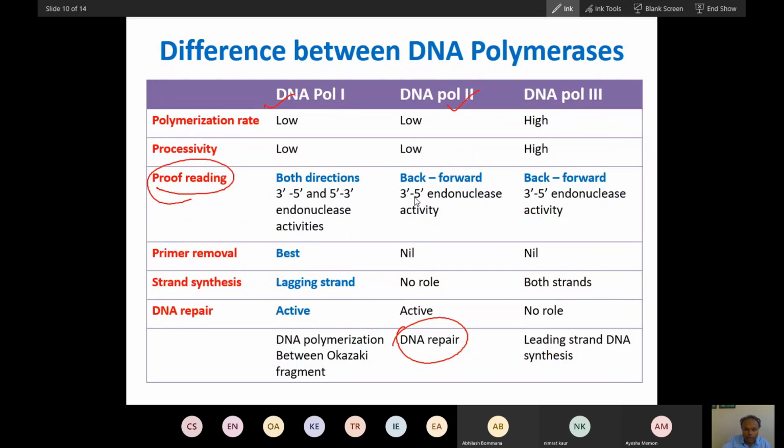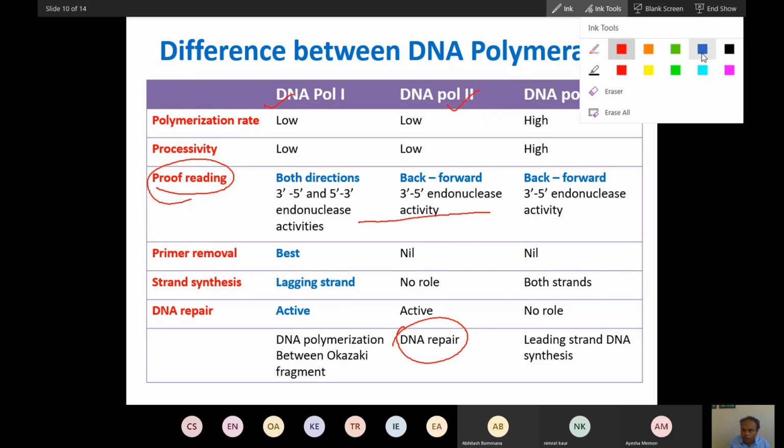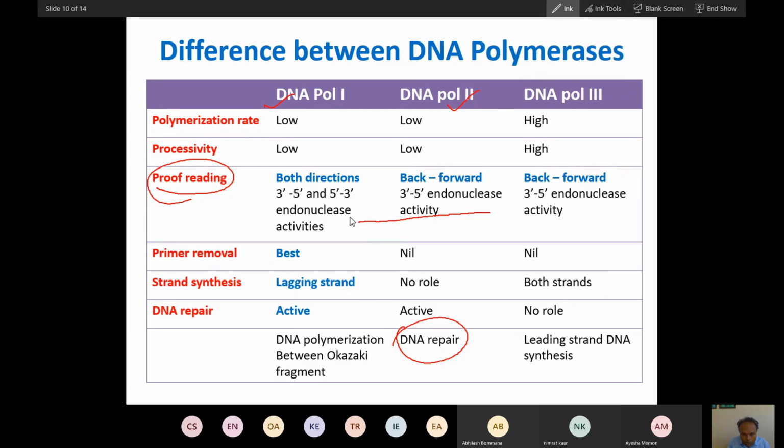How does it remove? I will tell you. So this is DNA, the parent DNA. Now let me talk about this. Remember, this is 3' to 5'. I'm taking the leading strand as an example. So when DNA synthesis happens, sometimes if a wrong base is added here, there will be kinking on this base.